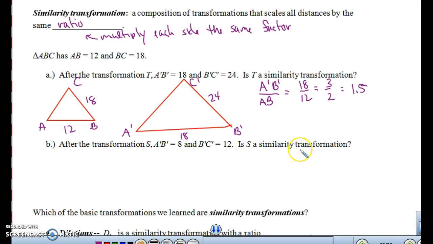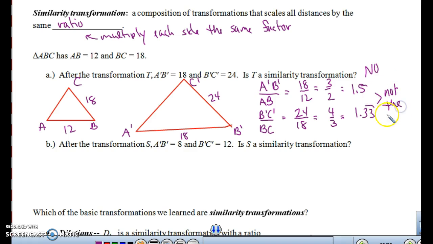Now, if this is a similarity transformation, and I do B prime, C prime the same way as I did AB, it should be the same. Let's see if it is. B prime, C prime over BC, image over starting. So the image is 24, the starting is 18. 24 divided by 18 is 4 over 3, or 1.33. So, is this a similarity transformation? No, it is not. These are not the same ratio. The sides are not what's called in proportion. So these two triangles are not related by a similarity transformation.